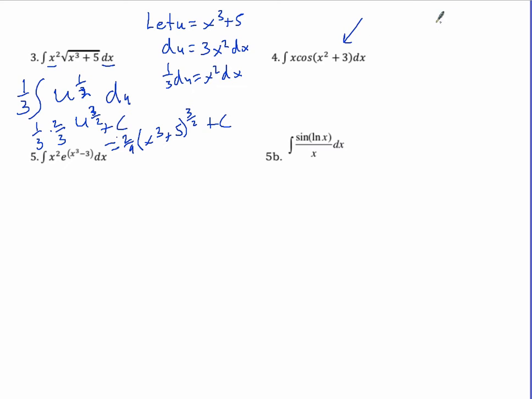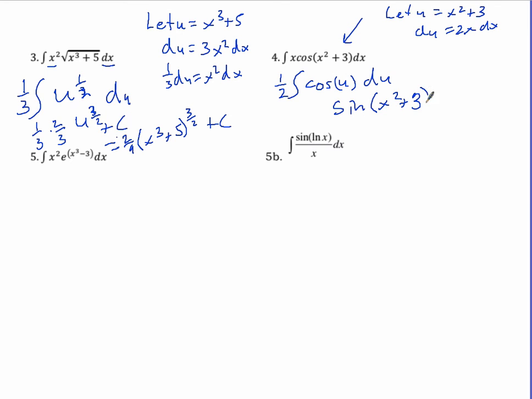Here we're going to let u equal that, so let u equal x squared plus 3, du equals 2x dx. So again, you're going to have a half. We can write this as half times the integral of cosine u du. The integral of cosine is sine, so we have half sine u, and I'll just substitute in the u right now, so it's that. Plus c is the final answer.